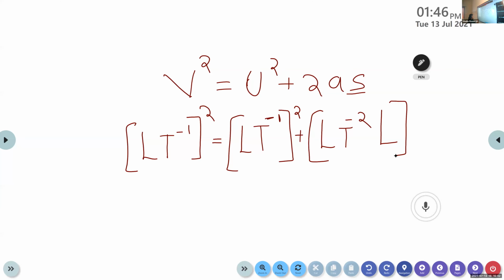Now we can solve it. Here, LT raised to minus 1 the whole square. You need to take this square inside the bracket. It becomes L square T raised to minus 2. Now what about our LHS, the first term? Here also LT raised to minus 1 the whole square. Take the square inside the bracket.